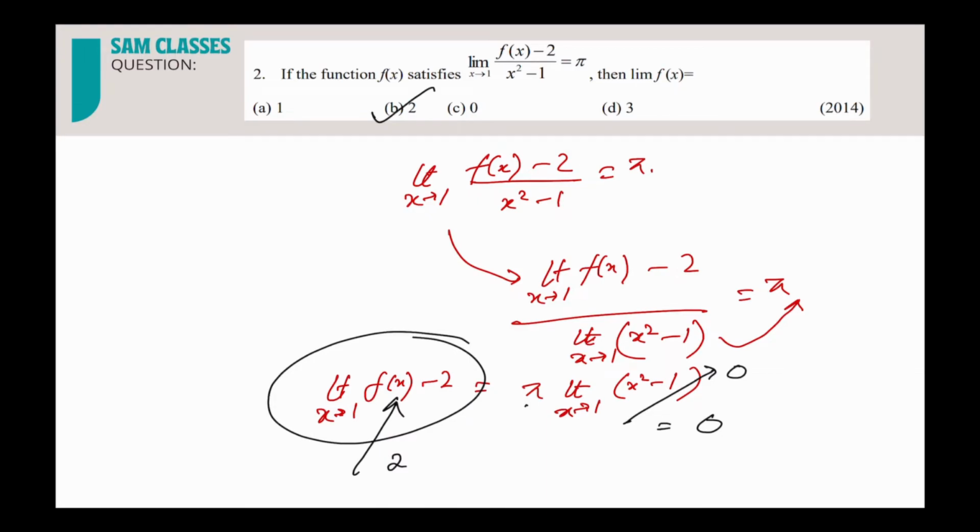Directly. Clear? Nothing was there. What I did, this part of the limit I sent to that side. I already know this is 0. The moment I put the value, it's 0 into pi, so 0 only. So in order for this to become 0, you have to put what? 2 minus 2 equal to 0. So that will be the value 2. Clear?